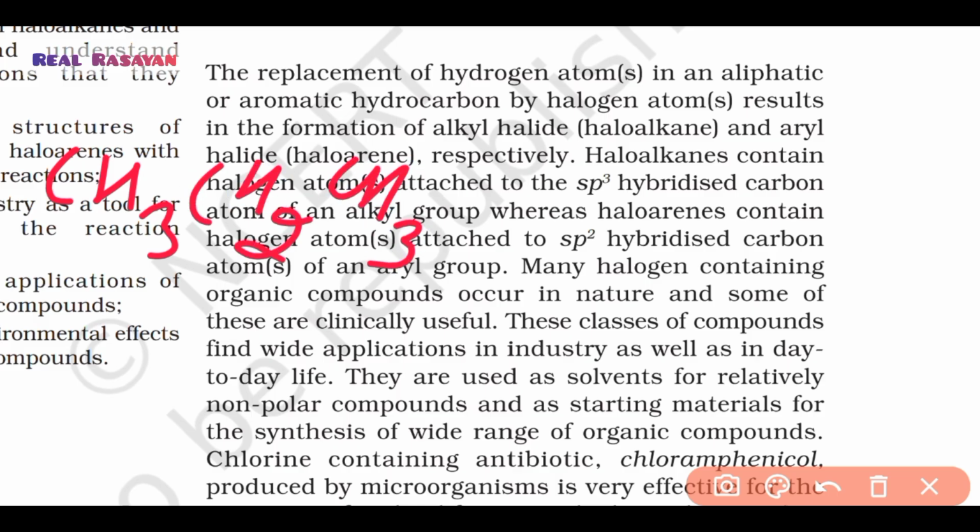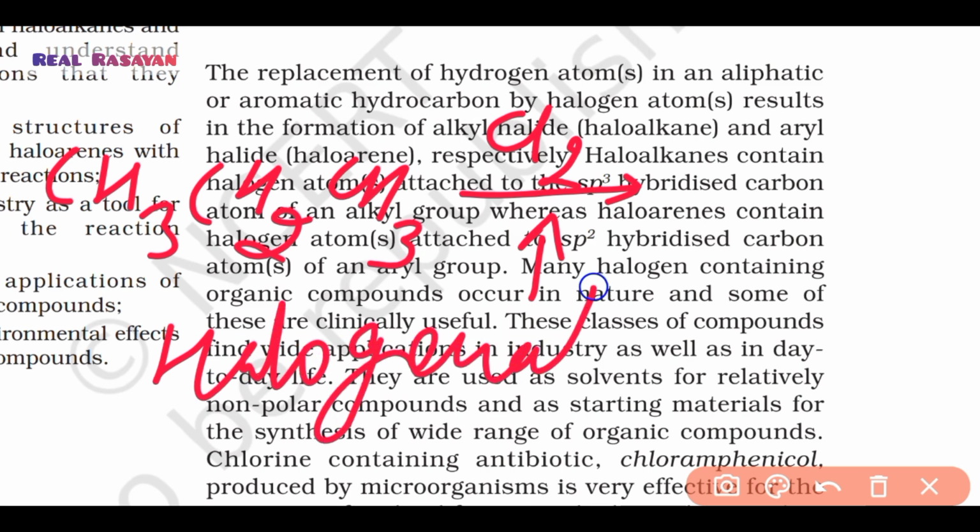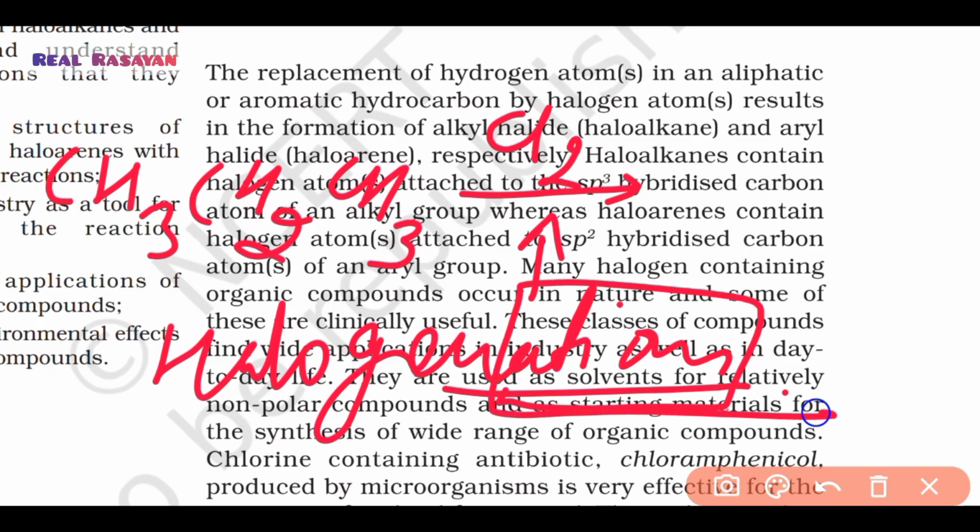CH3CH2CH3 is propane, and addition of Cl2. Simply, one other definition you can memorize from here: addition of halogen is also halogenation. Addition of halogen is a process called halogenation.